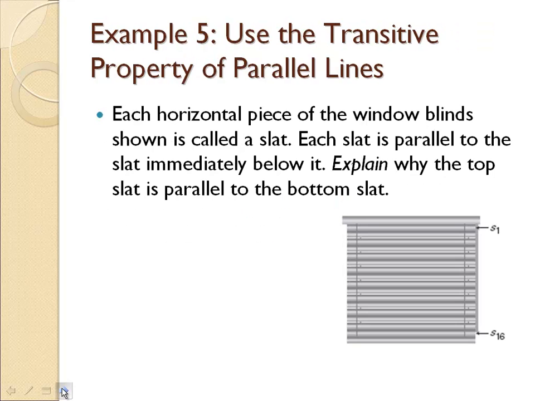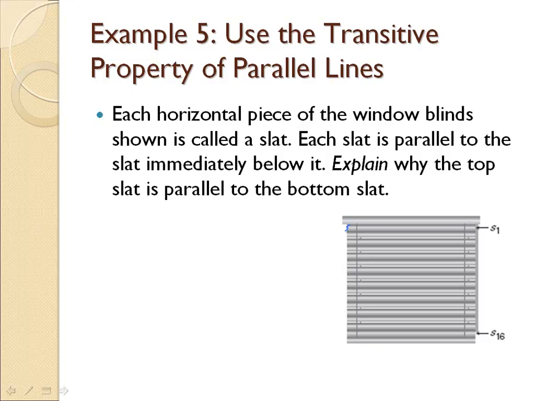So example 5, use the transitive property of parallel lines. Each horizontal piece of the window blinds shown is called a slat. Each slat is parallel to the slat immediately below it. Explain why the top slat is parallel to the bottom slat.